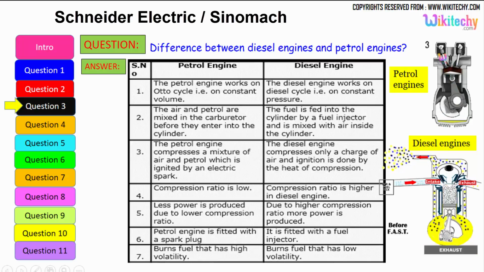The petrol engine is fitted with a spark plug. The diesel engine is fitted with a fuel injector. So the petrol engine burns the fuel with a high volatility. The petrol is highly volatile, whereas the diesel engine will burn the low volatility liquid also. So diesel is a low volatile liquid. So these are all some of the differences between the petrol engine and diesel engine.